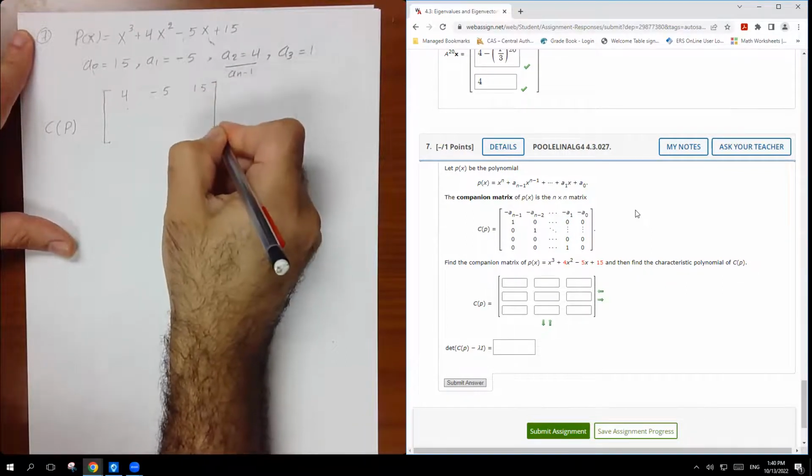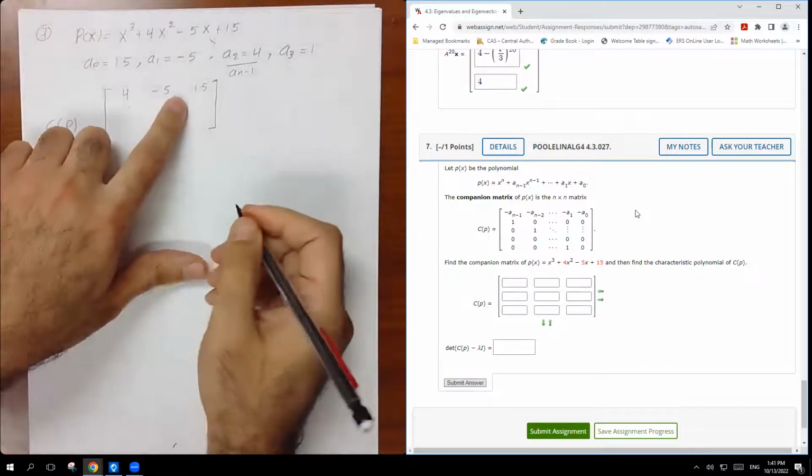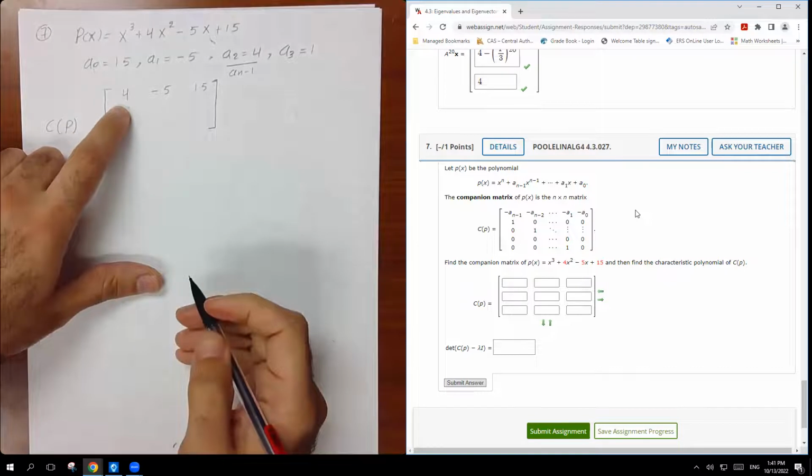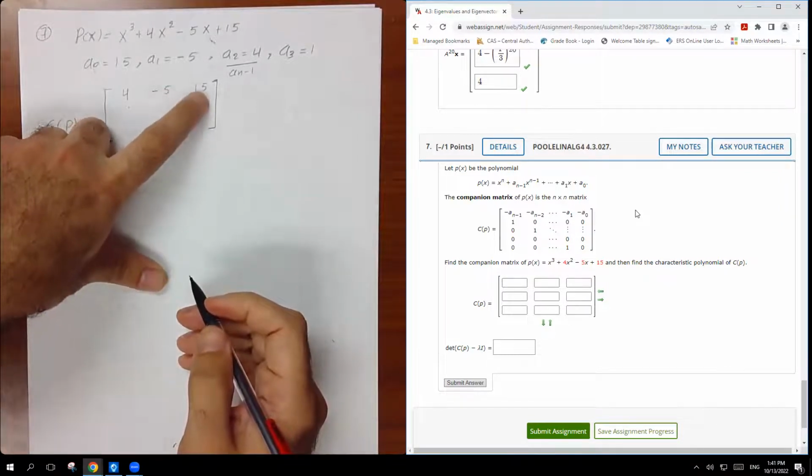This is the first row: 4, negative 5, and 15. This is A_{n-1}. This is A_{n-2}. And keep going until A_0.